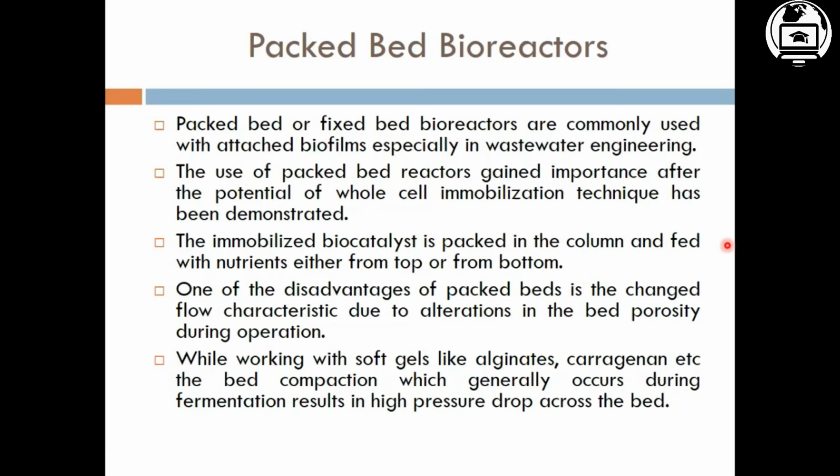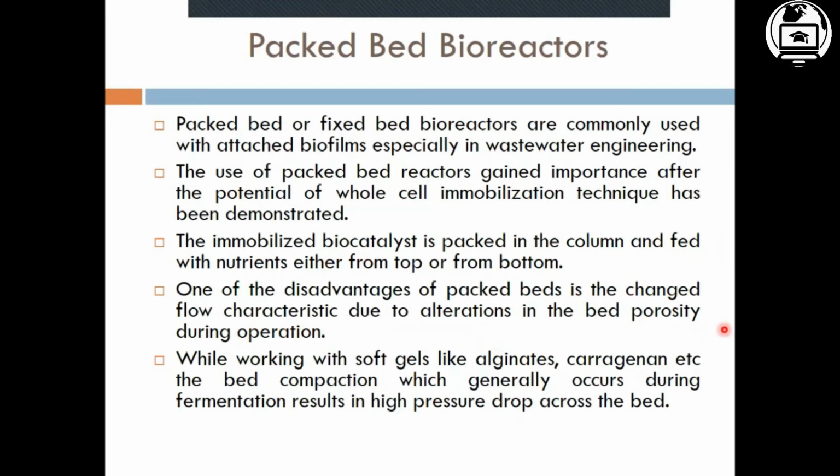So you have your biocatalyst immobilized in the packed column, and then you feed it with nutrient from the top or from the bottom. One of the disadvantages of the packed bed is the change in flow characteristics due to alteration in the bed porosity during operation.